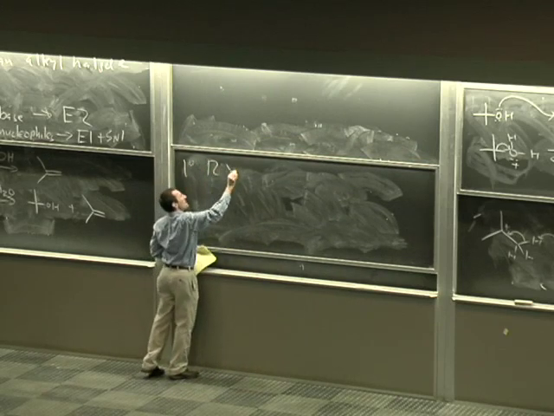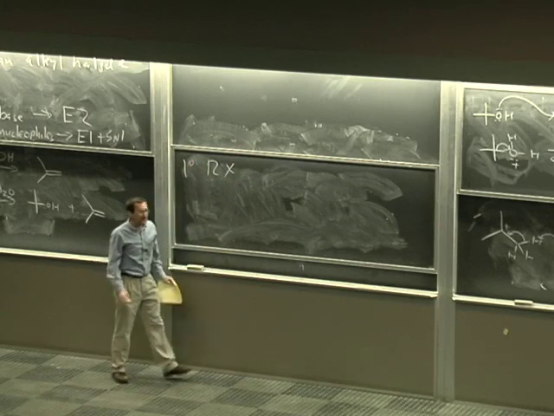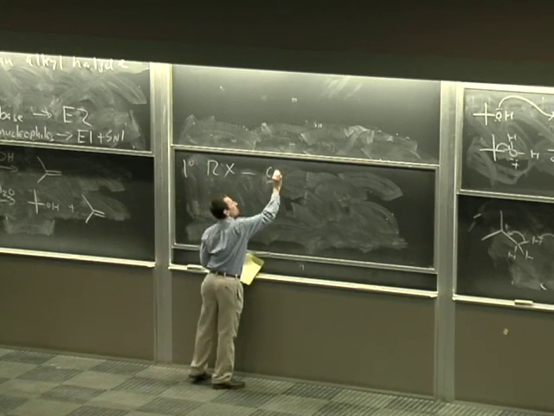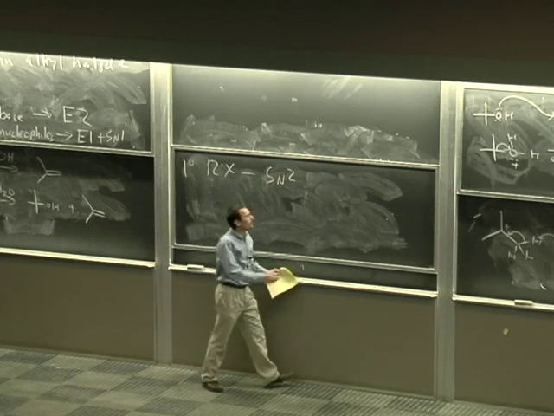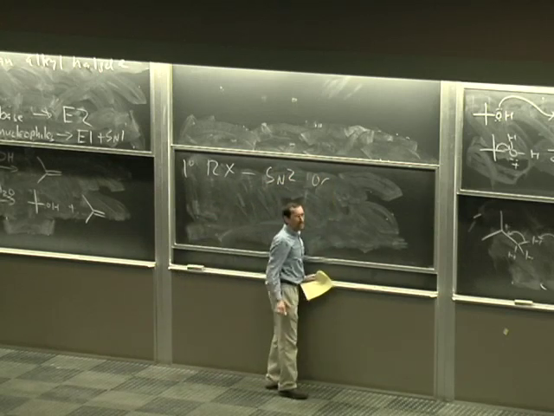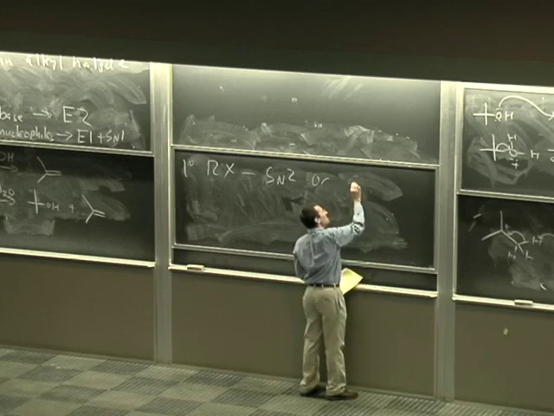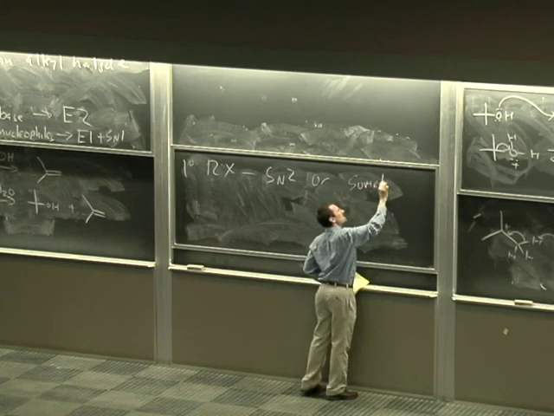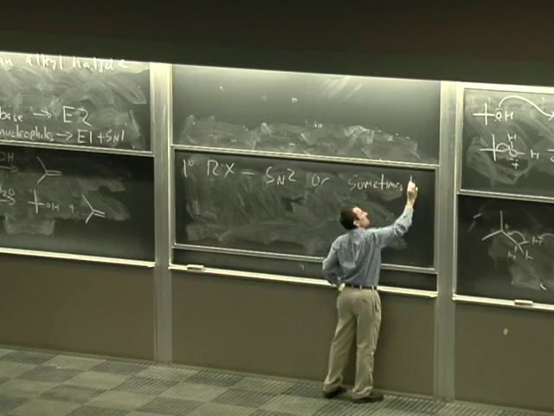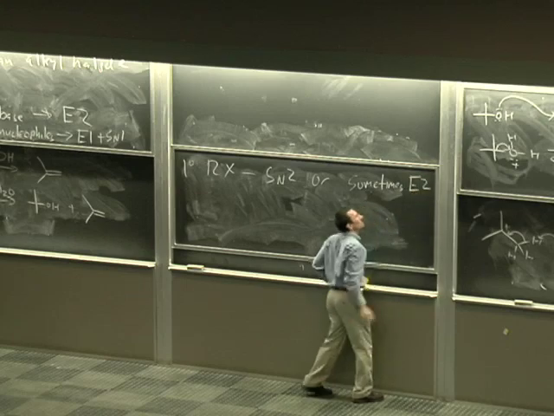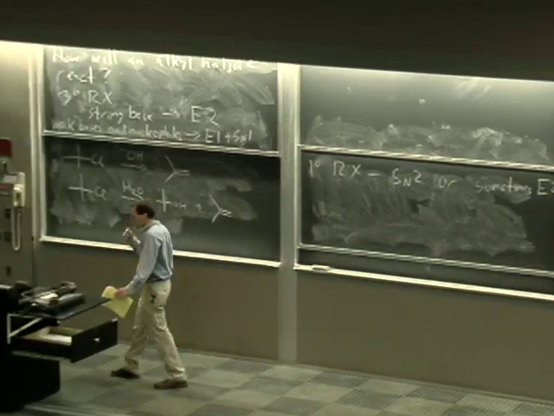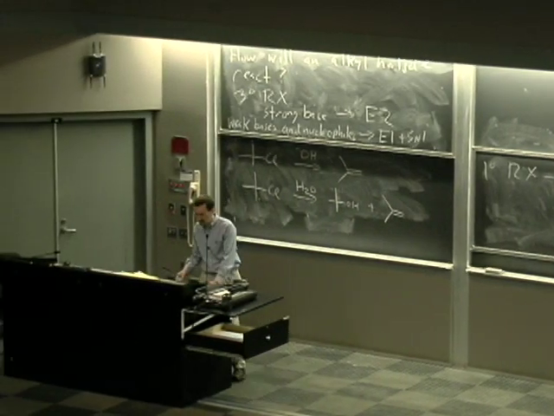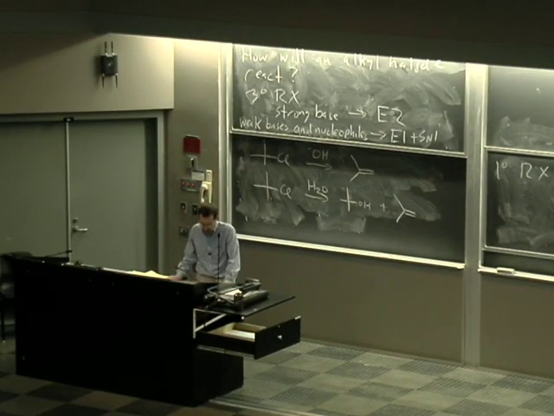So for primary alkyl halides, we've seen lots of examples with SN2. We've seen some examples with E2. I'll say sometimes E2. In other words, it wouldn't be the first thing I'd think of, but there are definitely some conditions where E2 elimination can occur.